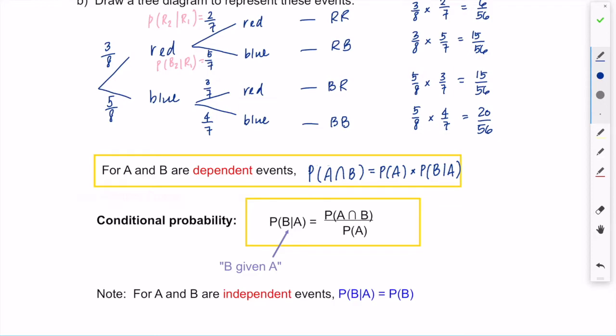If I rearrange this expression, I will get a formula for calculating what we call the conditional probability: P of B given A equals P of A and B divided by P of A. But then we also know that if A and B are independent events, the probability of B given A is just the same as the probability of B, right? It has no effect based on what happened first. Okay?